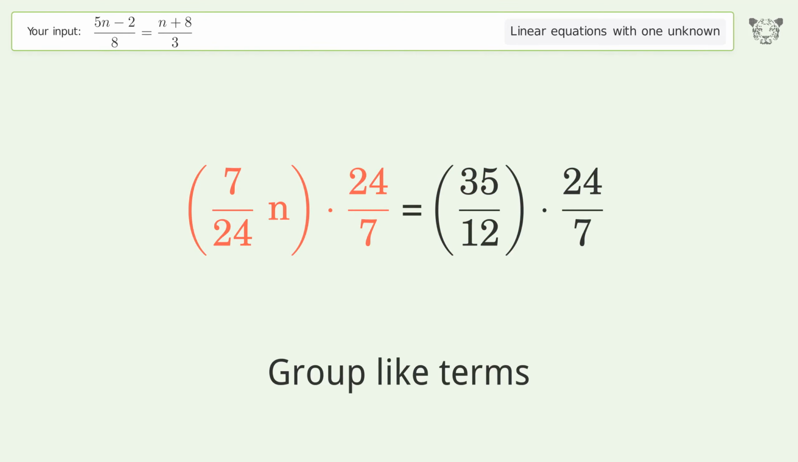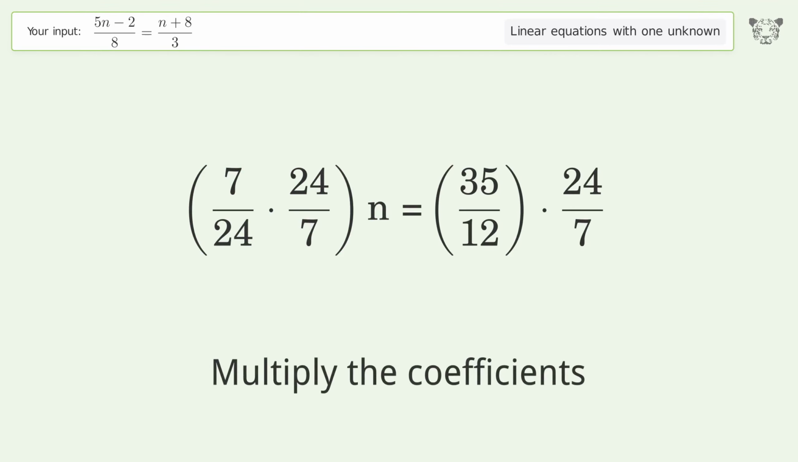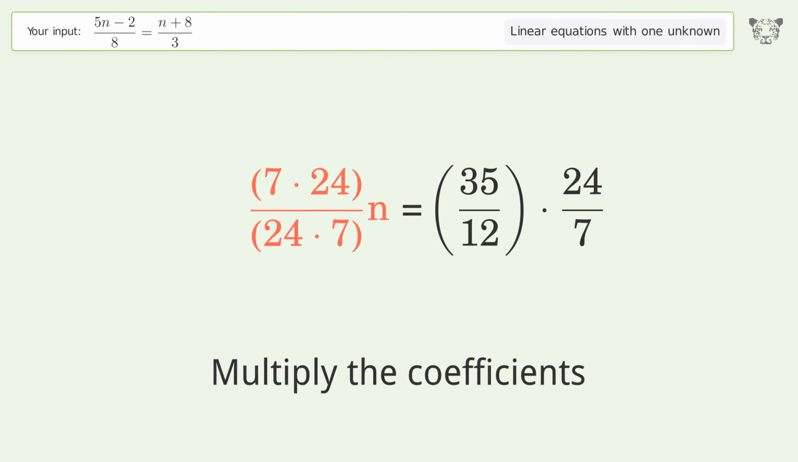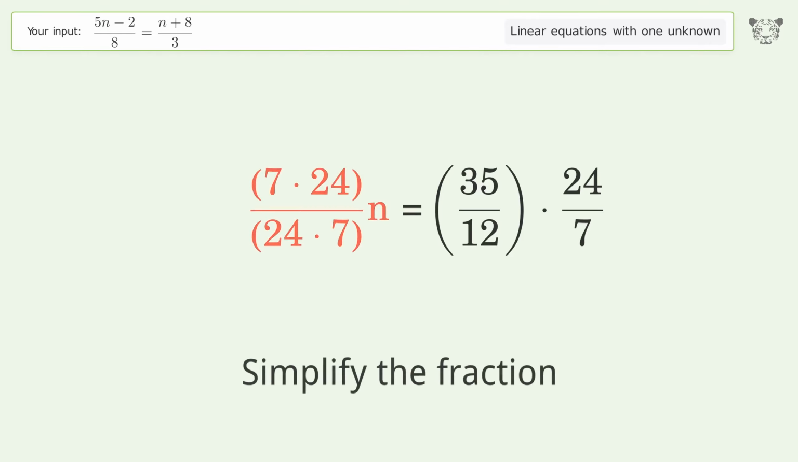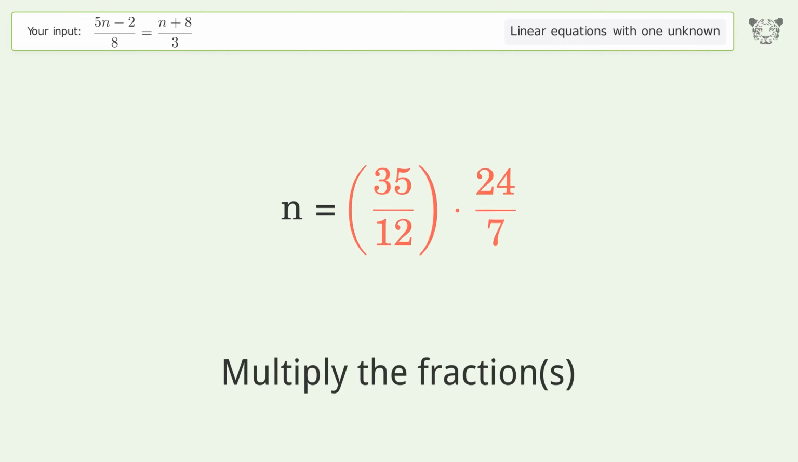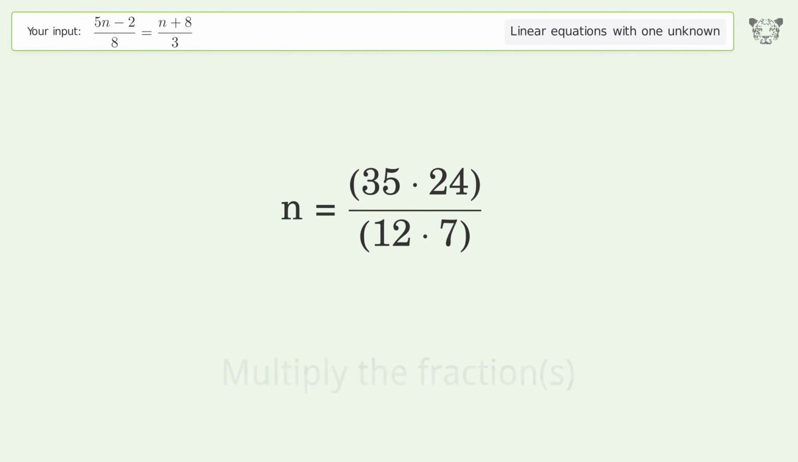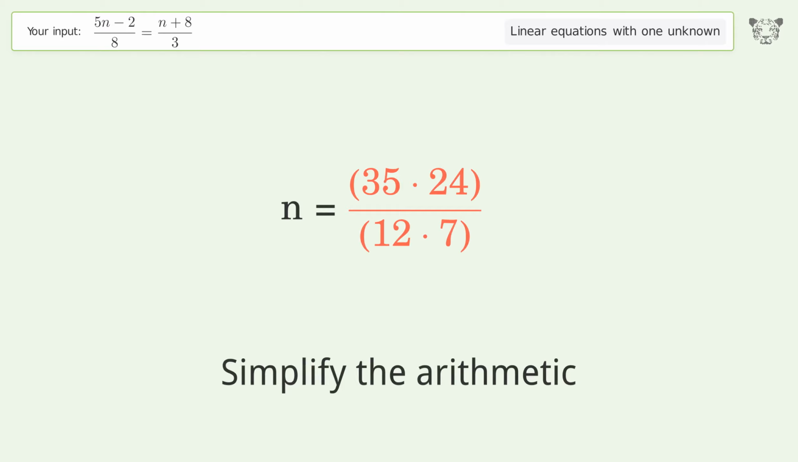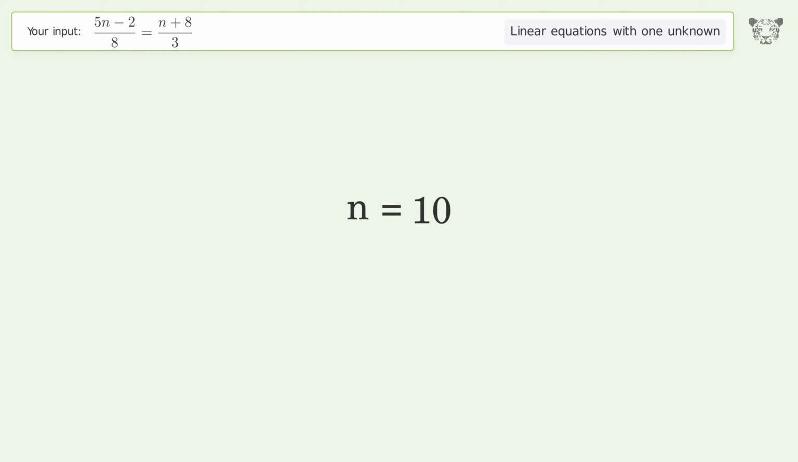Group like terms. Multiply the coefficients. Simplify the fraction. Multiply the fractions. Simplify the arithmetic. And so the final result is n equals 10.